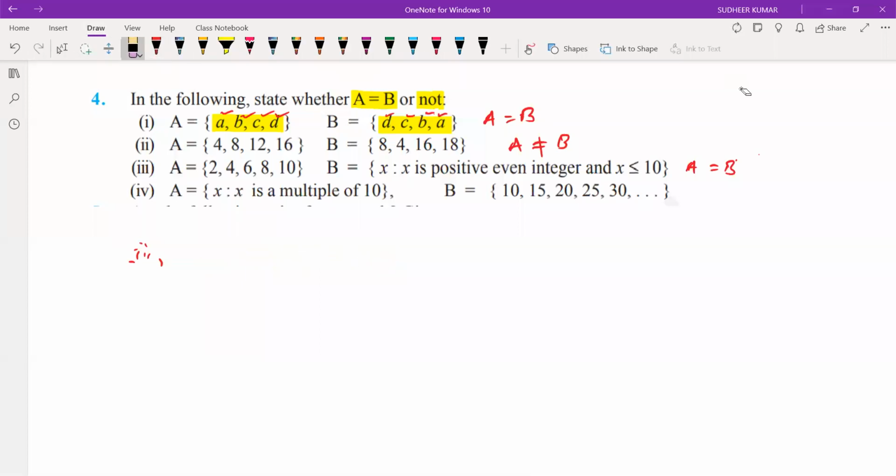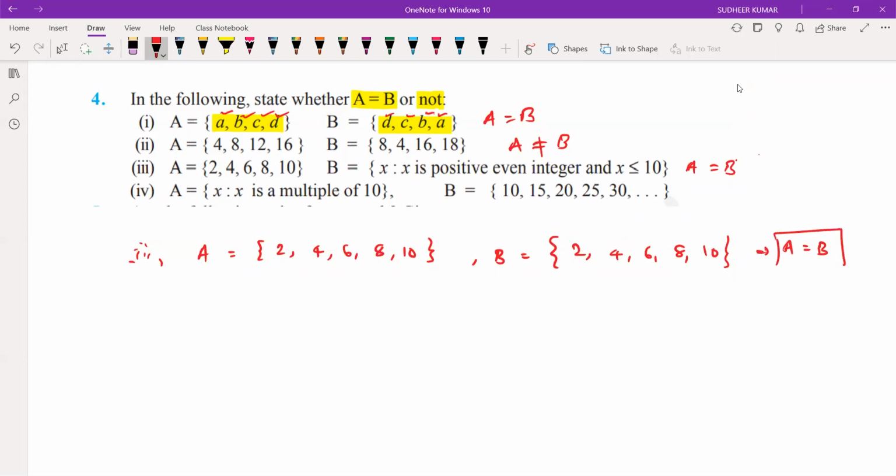Then B also, first write the set in roster form. x is a positive even integer, x less than or equal to 10. So 2, 4, 6, 8, and 10 is included since less than or equal is given. Therefore, here also A equals B.